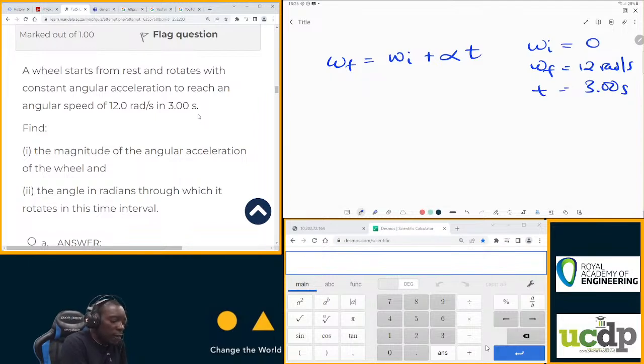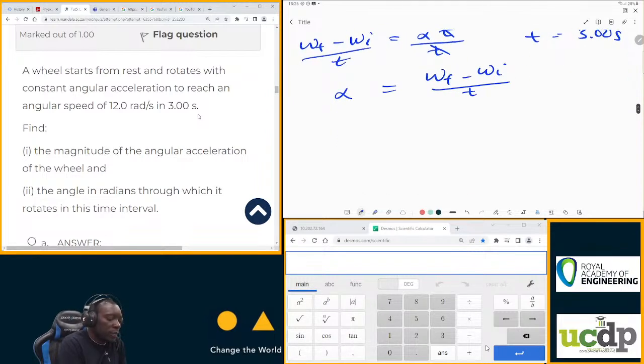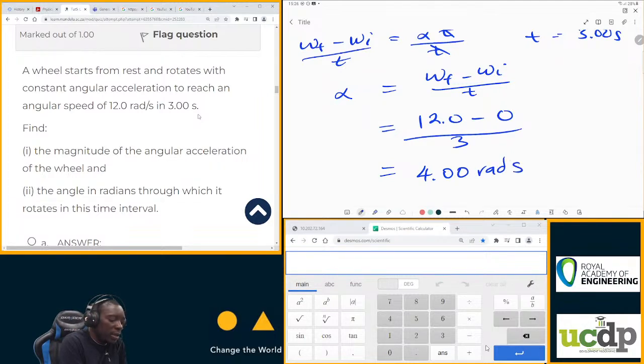Then we first make alpha, the acceleration, the subject. We have omega F minus omega I equals alpha t, and divide by t both sides. Then our acceleration is omega F minus omega I over t, where omega F is 12, omega I is 0, and t is 3, and this gives us 12 over 3, which is 4.00 radians per second squared. So this angular acceleration is 4 radians per second squared.